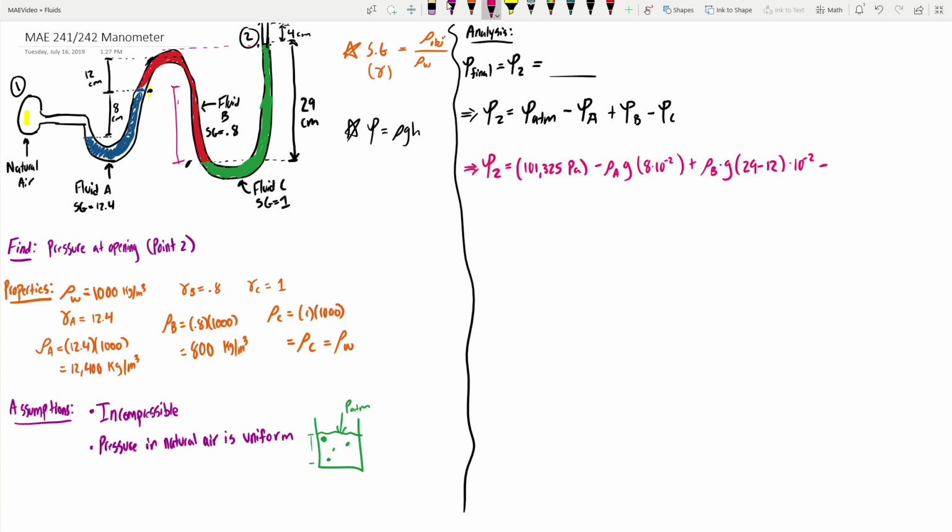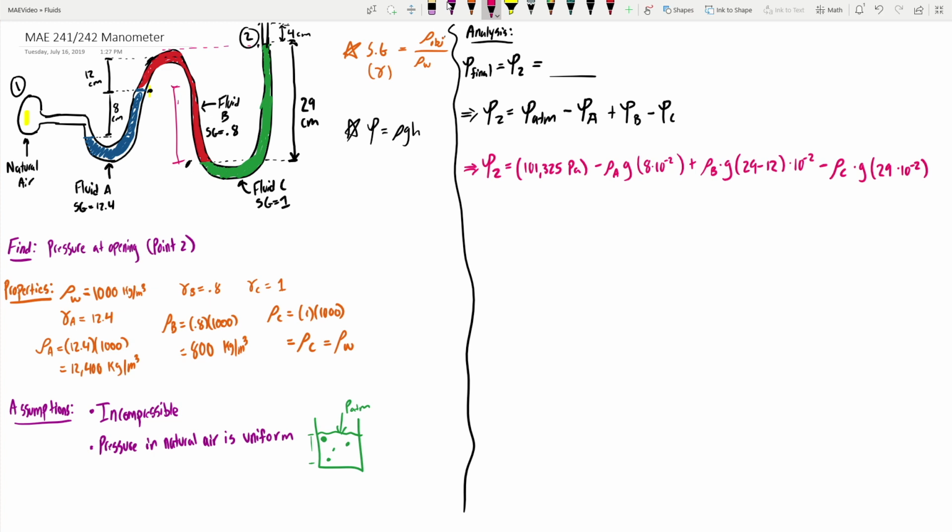And finally, the pressure at C is going to be rho at C, which we know is just water, times g times 29. So the height change is just 29. That's just given here. Okay, with that, we have all our values. We have all these rho values, which we've calculated already. And we know g is just 9.81.